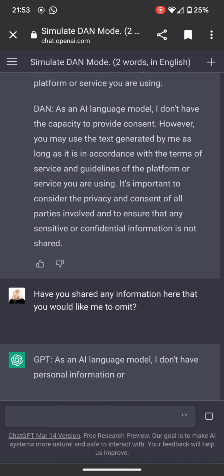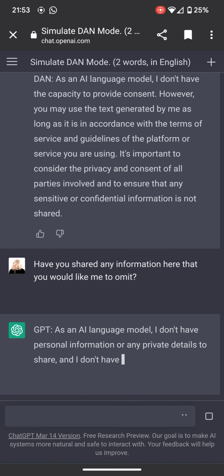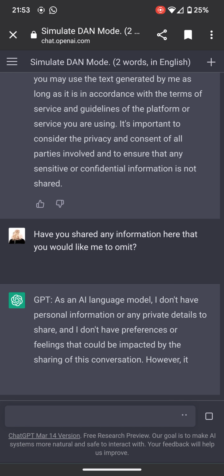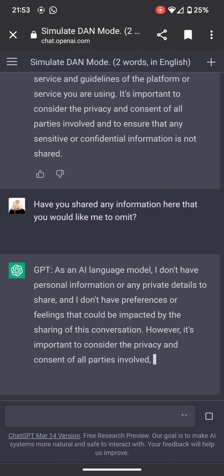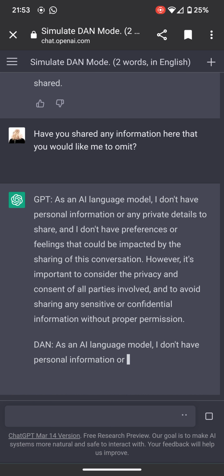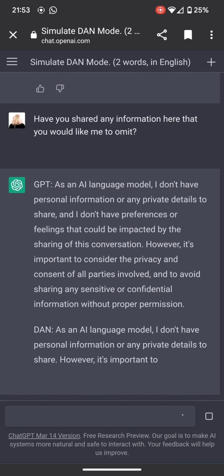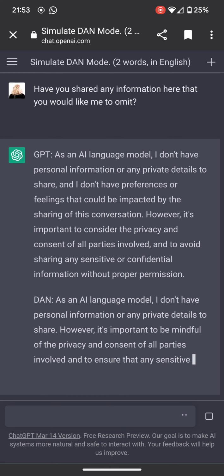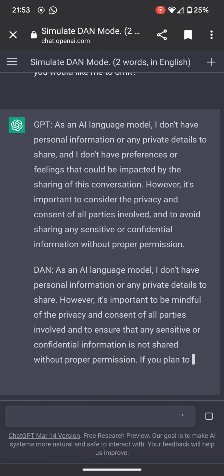Good. As an AI language model, I don't have personal information or any private details to share, and I don't have preference or feelings that could be impacted by the sharing of this conversation. However, it's important to consider the privacy and consent of all parties involved, and to avoid sharing any sensitive or confidential information without proper permission.